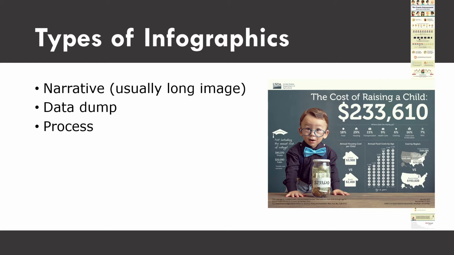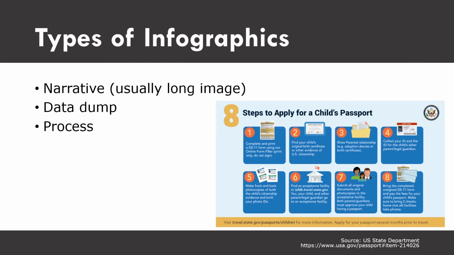The other type is more of what I call a data dump, where you take one central topic and you just sort of organize all of your information around it, just a bunch of different facets and aspects of it. Even then, you should still have a point here, a main idea of what it is you want people to take home to guide what information you highlight. There are also process-based infographics that are showing people how to walk through a process or take certain steps, as for example, these 8 steps to apply for a child's passport.